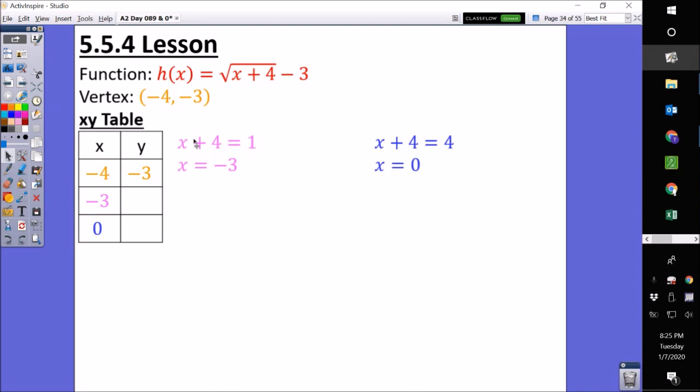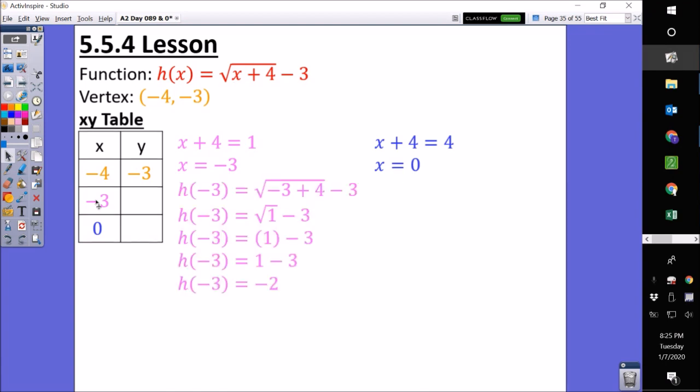Now, once you determine the two x values that you're going to use to make your coordinate points, what we're going to do first is x equals negative 3. So we're going to do the work by plugging negative 3 into the function. So here's the work. Since we're finding the y value, we're doing h of negative 3. I simply plug in negative 3 into the x. Now, inside the square root, we have negative 3 plus 4.